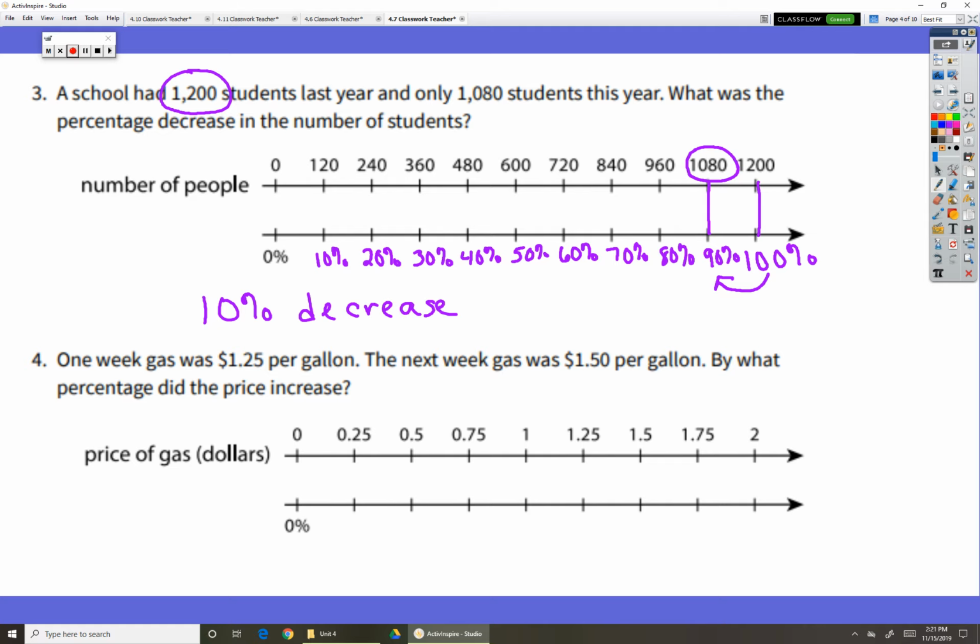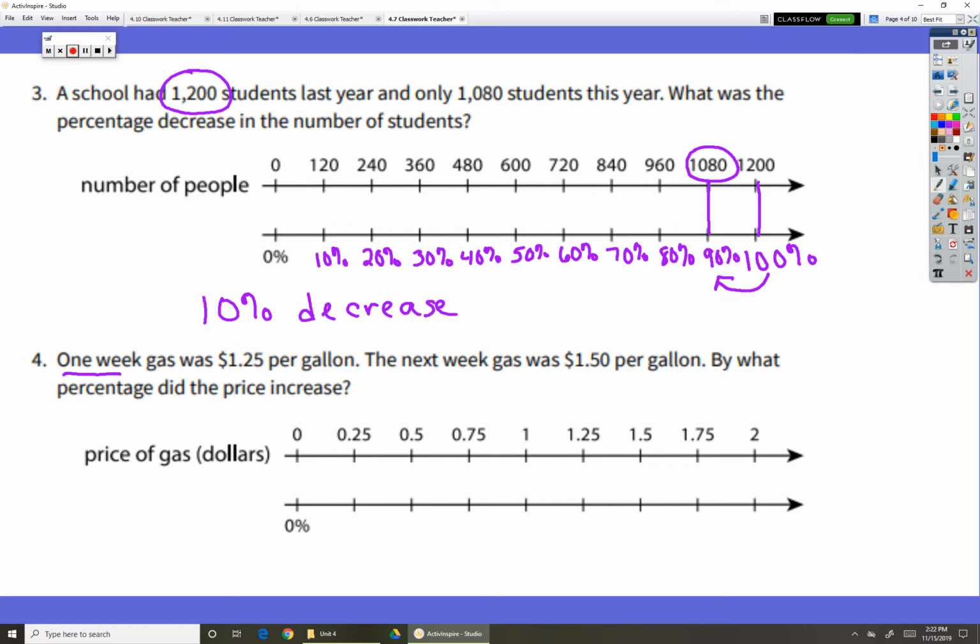Okay, for number 4, one week gas was $1.25 per gallon. The next week gas was $1.50 per gallon. By what percentage did the price increase? So think about which one of those numbers is the original amount and put that with 100%. Number your number line and see if you can find the answer. So pause the video, try this one on your own, and then come back and check.